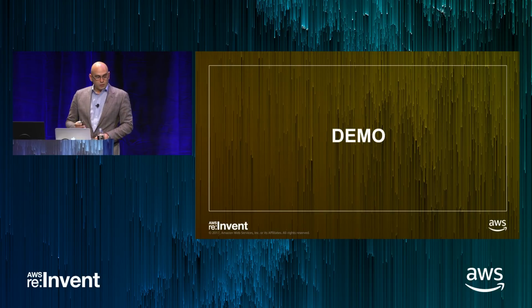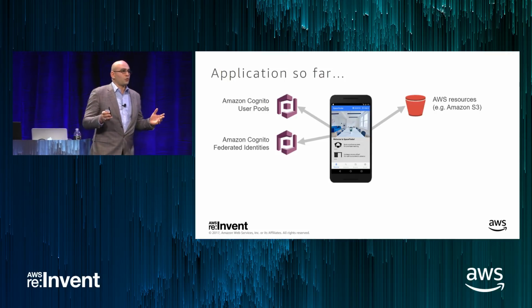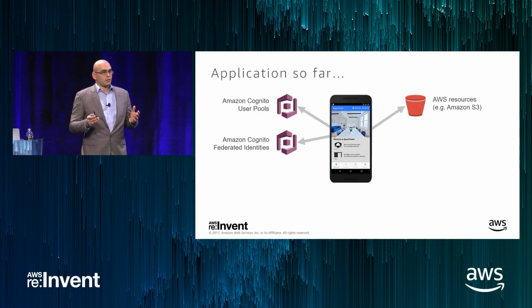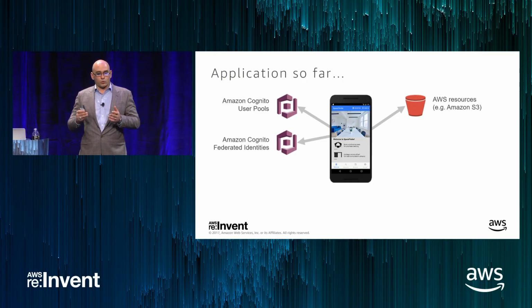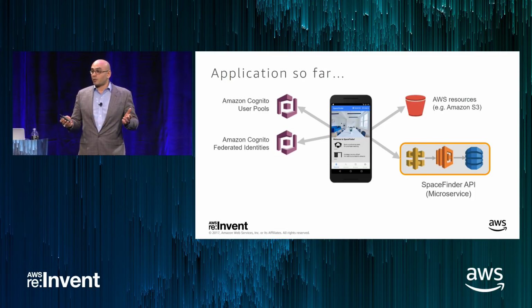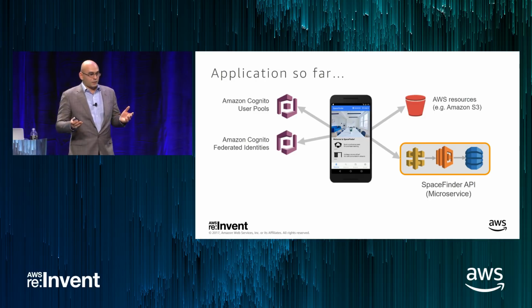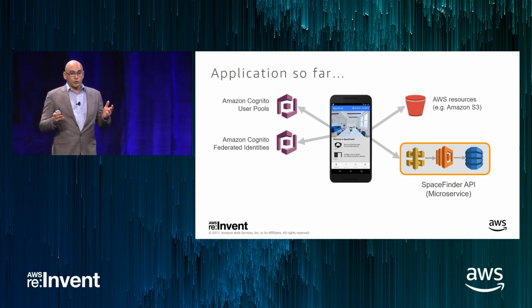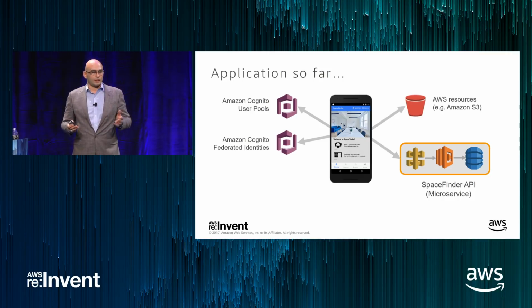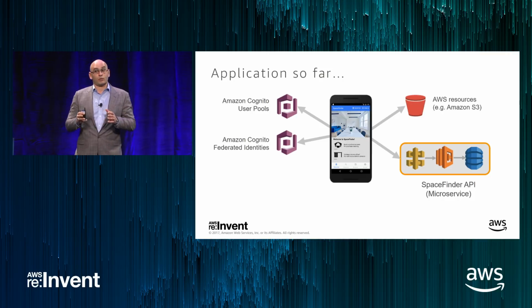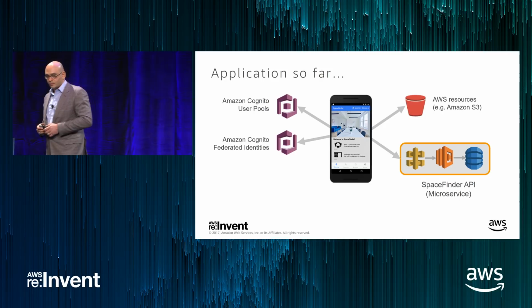All right, so you've allowed your users to sign up and sign in. You've used federated identities to allow your users to upload their profile image. So now you're ready for the business logic. And for the business logic, you can use API Gateway, Lambda, and DynamoDB. And Justin will go over the details of how that's implemented and set up.